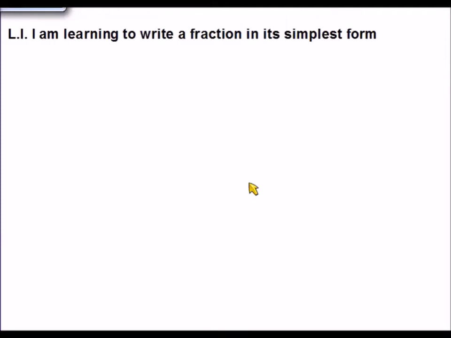Hi guys, in this video we're going to be looking at how to write fractions in their simplest form, or in other words, how to simplify a fraction. Before we get started, it's really important that you are already familiar with equivalent fractions. So if you haven't watched the video on equivalent fractions yet, please go back, have a wee look at that, and then carry on watching this video.